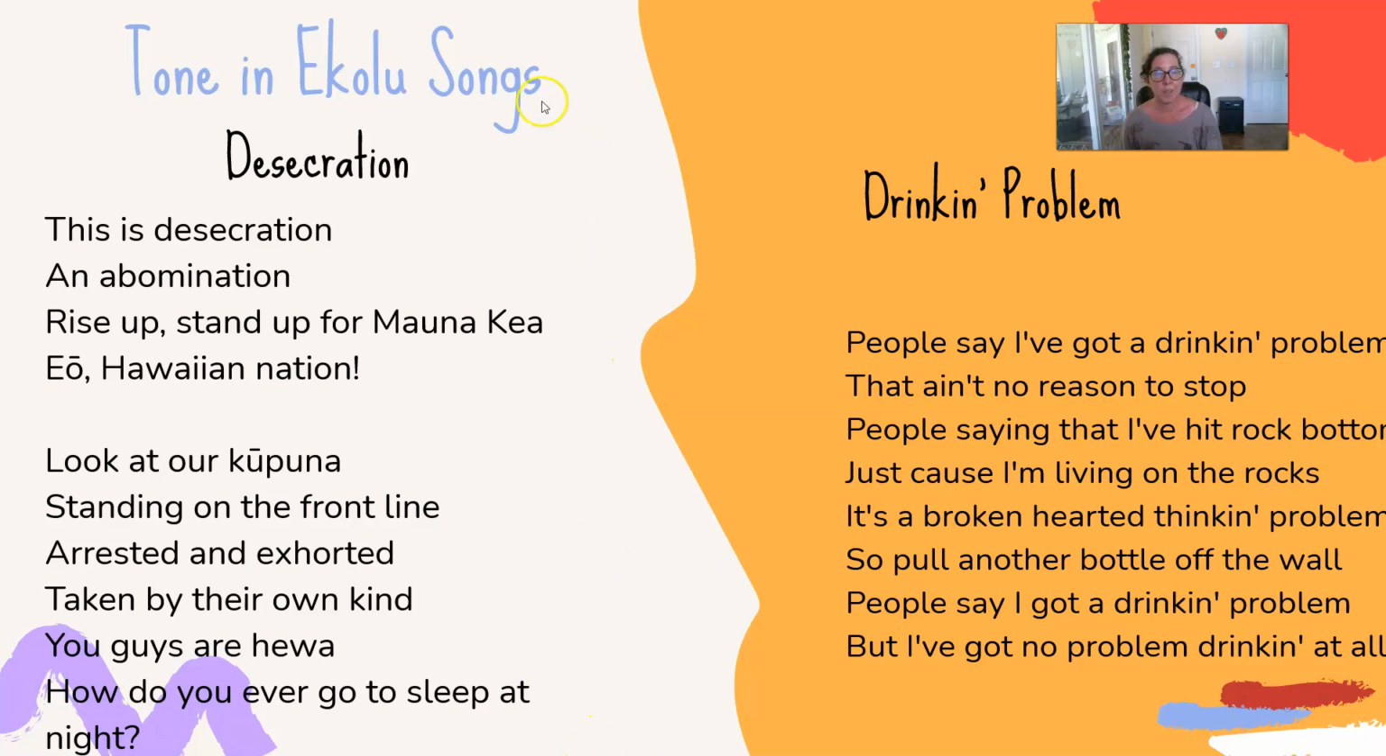This tone is serious. It's condemning what happened on Mauna Kea, with the kupuna on the front line being arrested.